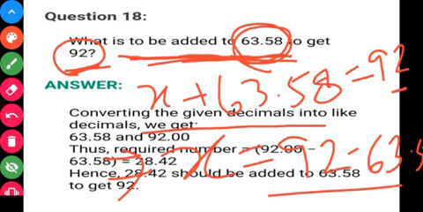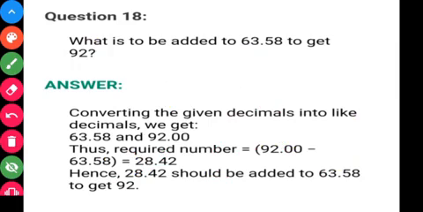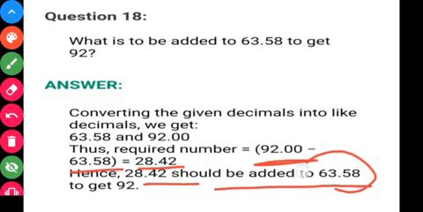So here it is 92 and here 63.58. Convert into like decimals, and then subtract. Converting the given into like decimals, 92 can be written as 92.00. Now the required number is 92 minus 63.58, which will be 28.42. Hence 28.42 should be added to 63.58 to get 92. Okay, now come to the next question.